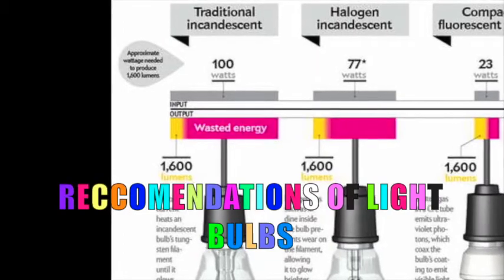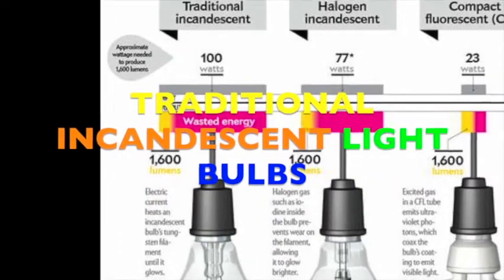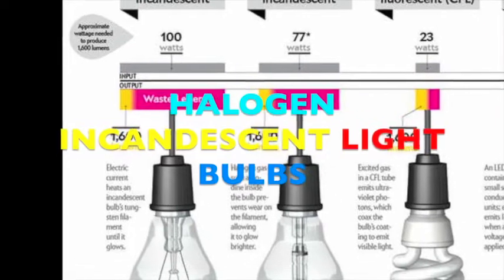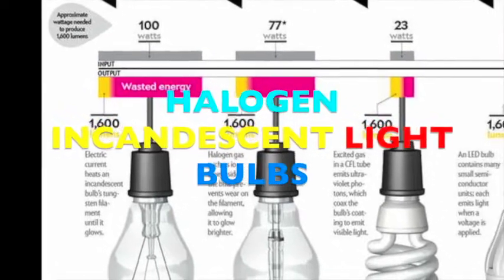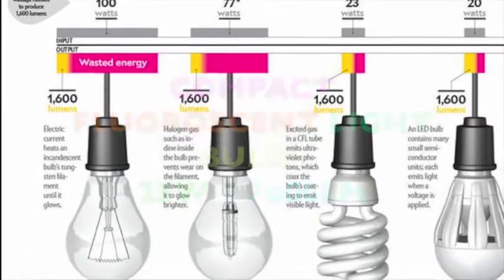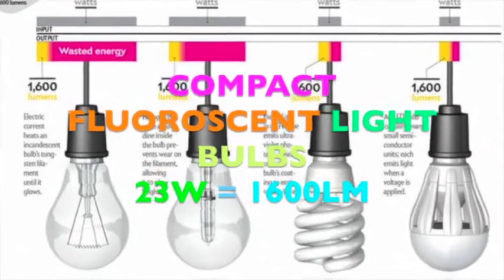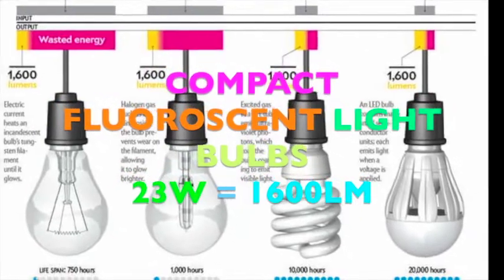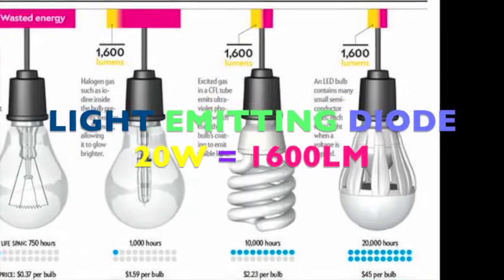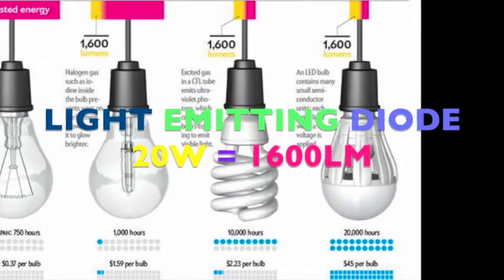Recommendations of light bulbs. Traditional incandescent light bulbs equals 1600 lumens. Halogen incandescent equals 77 watts per 1600 lumens. Compact fluorescent equals 23 watts per 1600 lumens. Light emitting diode equals 20 watts per 1600 lumens.